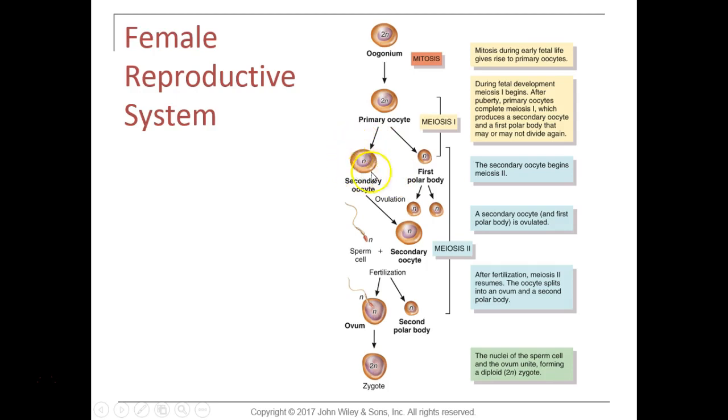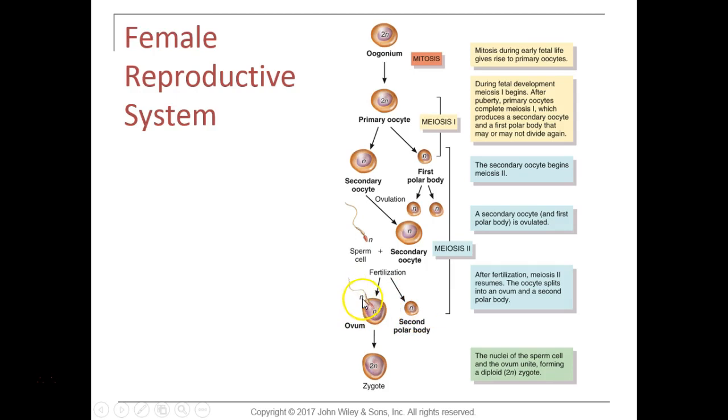The secondary oocyte is the largest of the cells and is the cell that is viable. The first polar body is a smaller cell that will not develop into a viable egg cell. If sperm cells are present, then the secondary oocyte can complete meiosis 2, which will then develop and divide into the mature egg called the ovum and a second polar body. And this second polar body again is not viable.